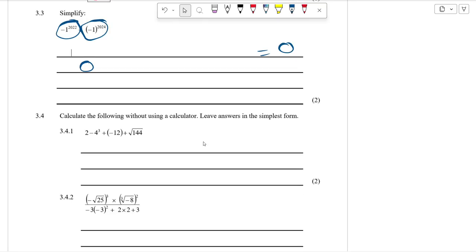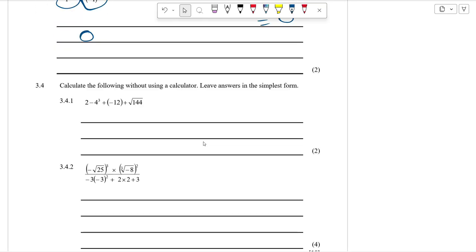And then calculate the following without use of a calculator. So when they say without use of a calculator, how are we going to do it here?